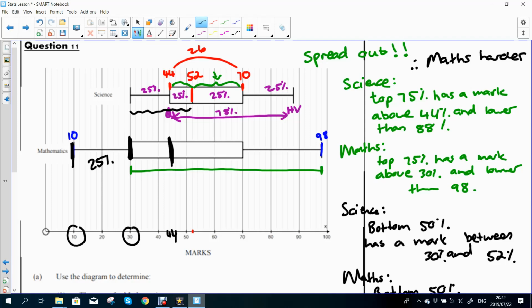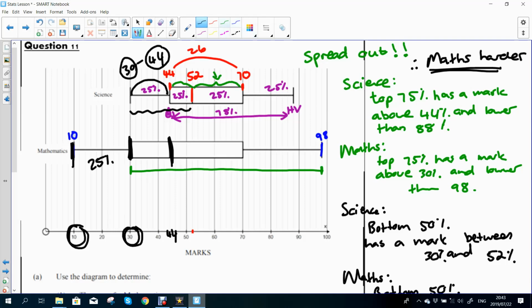That is very low. Whereas the lowest 25% of science got between 30 and 44. Okay, that's a lot higher. Look at that, 10 to 30 and 30 to 44. A lot more kids did better in science than in maths. And we use the percentages to help us explain that answer.